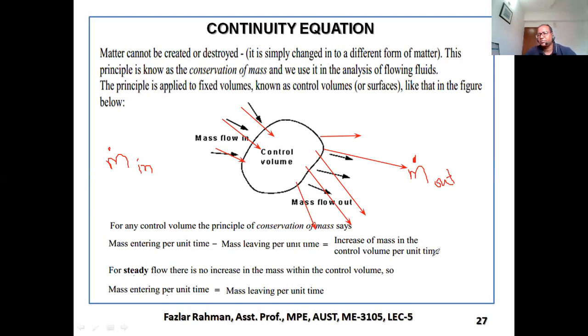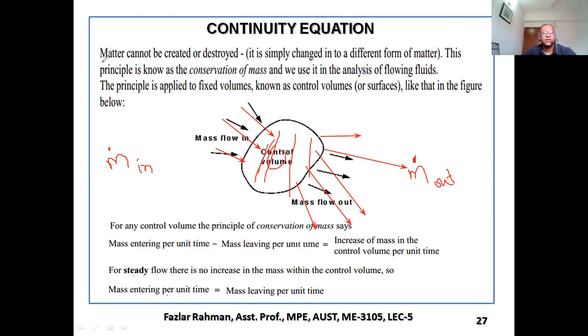And if it's steady flow, it means the mass flow is not changing with respect to time. Then what will happen? Inside the control volume, there will be no change of mass. The same amount of mass entering the control volume will also get out from the control volume. That means your water tank will not fill up, right? Though you are pushing some water in with the pump, because you are releasing 2 liters per second or 5 kg per second, the same amount of water is getting out from the water tank.